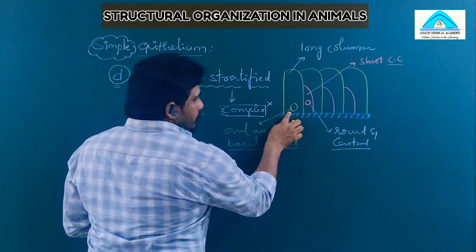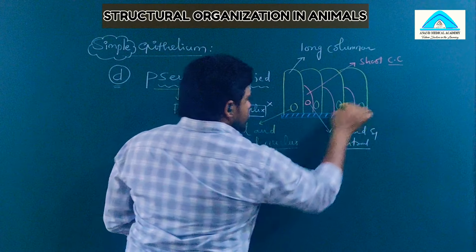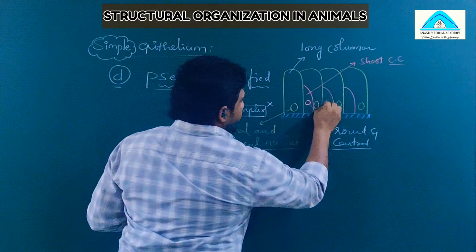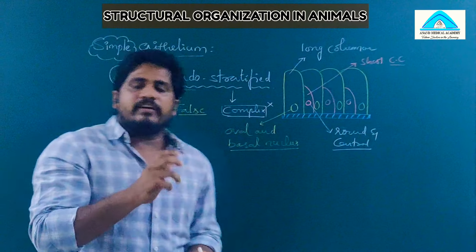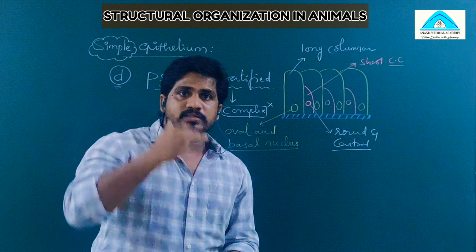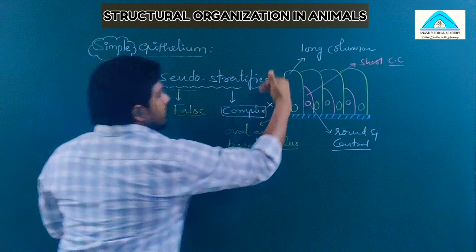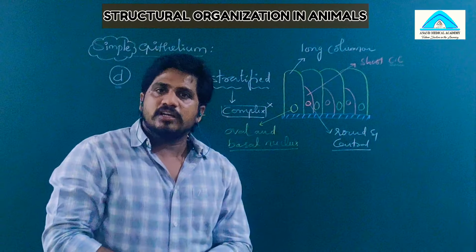It looks like complex, but originally it is simple. Long cells have an oval nucleus at the base, and short cells have a circular, round nucleus. In microscopic examination, when we observe this type of slide, it looks complex, with many cells one after another, it appears so, but actually it is not.